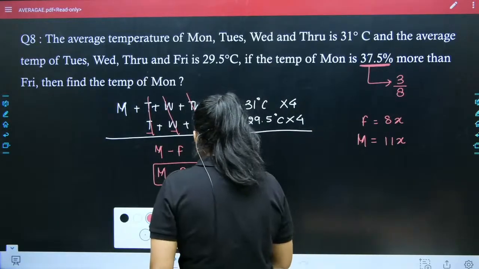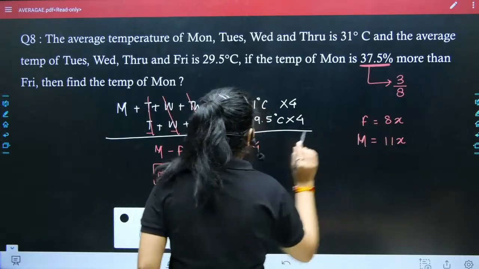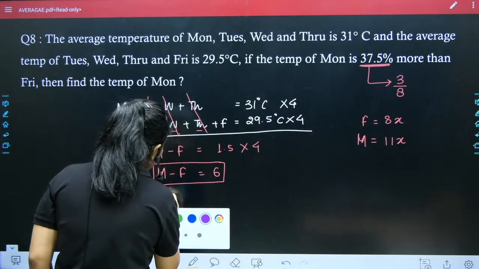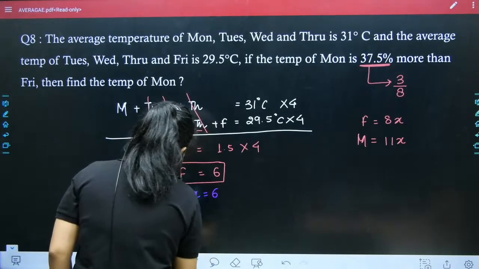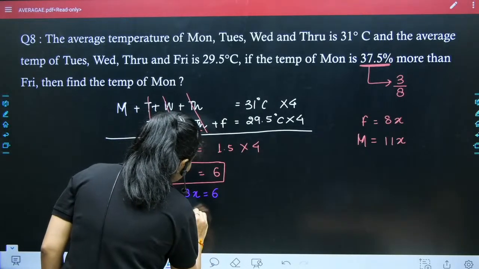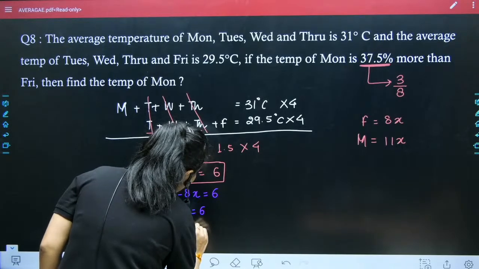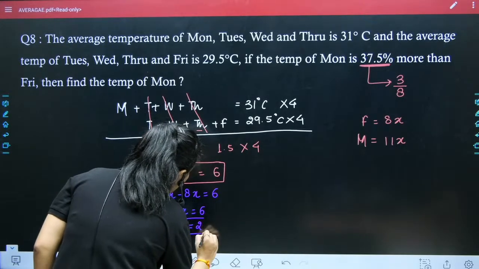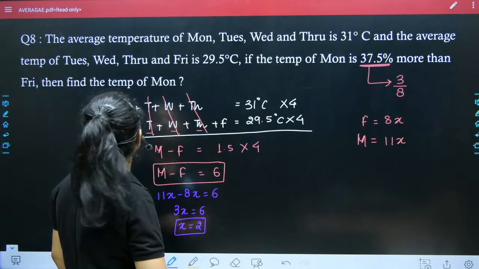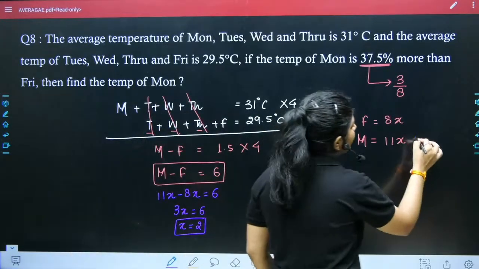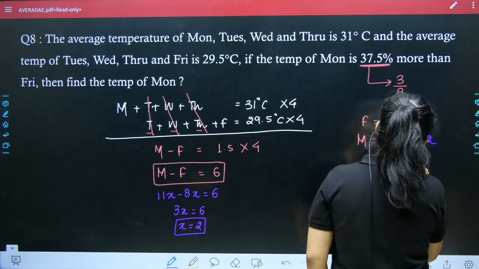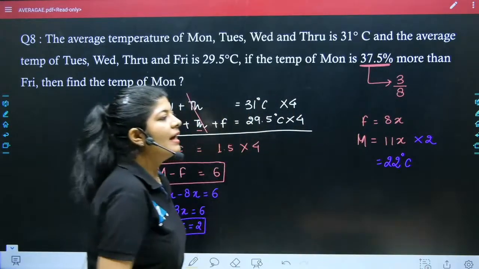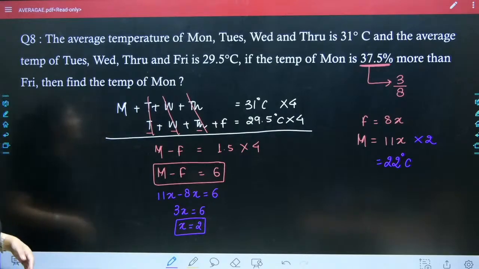So from this we simply calculate the value of x. We can write 11x minus 8x equals 6. So 3x equals 6, that means the value of x is equal to 2. Now we have to calculate the temperature on Monday. Just multiply this term by 2 and we will get 22 degrees Celsius as my answer.